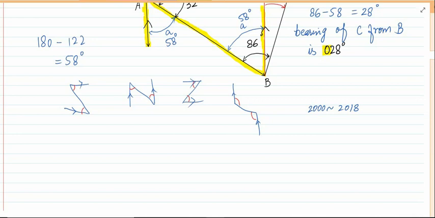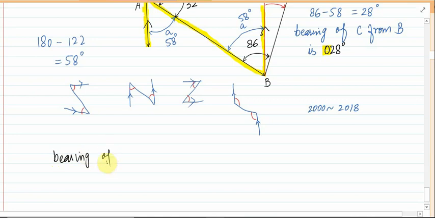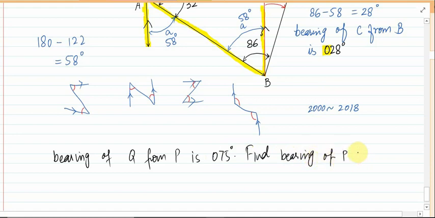Like if I tell you, it says the bearing of Q from P is 075. Find the bearing of P from Q. Now this question is a past paper question. I don't exactly remember the year, I think it's 2006, I'm not sure. So this type of question comes in past papers.